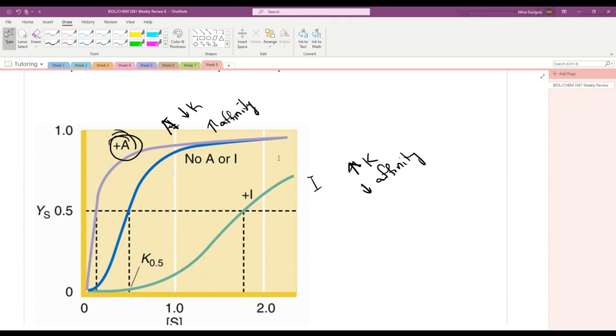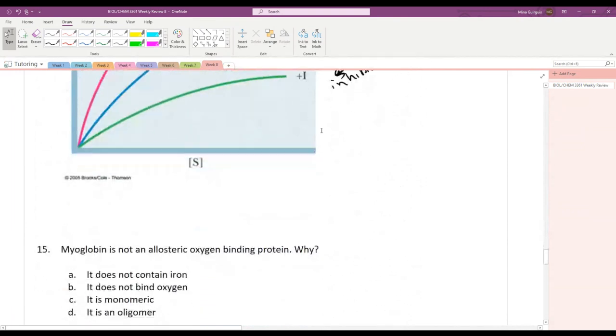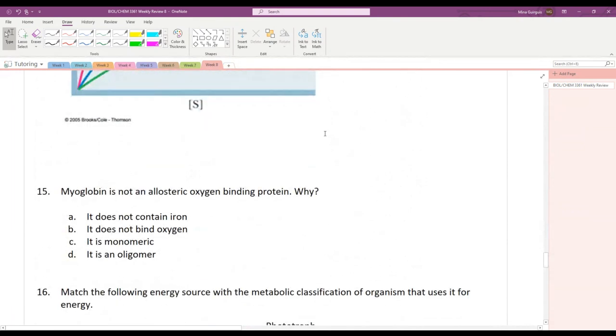Is it increasing the saturation threshold so that V can increase? Or is it increasing the affinity of the substrate for the enzyme, or the enzyme for the substrate, so that more can be bound, so that when that reaction happens at its speed, more of it can happen because more is being bound? These are more about just how enzymes work, okay?